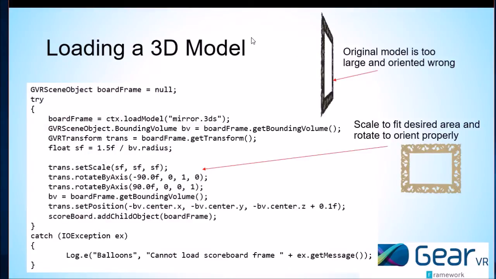So here's an example of loading a 3D model. Now, this model is specifically going to be the one that we're going to load in the tutorial. And it is a picture frame that we're going to use to make the scoreboard look prettier in the game. The original model is large, much too large, and it's oriented in the wrong perspective. So what we're going to do is load the model and then get the bounding volume and try and scale the model down to fit. And then we're going to rotate it around the Y and the Z-axis so that it will face us and it'll have this aspect ratio. And that's what this code does.